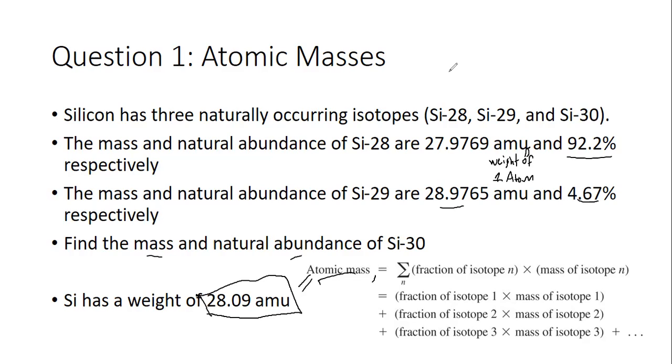All of the isotopes of silicon have to equal 100%, right? If I only have 3 isotopes of silicon, therefore all the silicon in the world is made out of these 3 isotopes, so their abundance should be 100%. So the equation for abundance is 92.9 plus 4.67 plus X, where X is the abundance of silicon-30. That has to equal 100. So do some algebra right there. Solve for X.